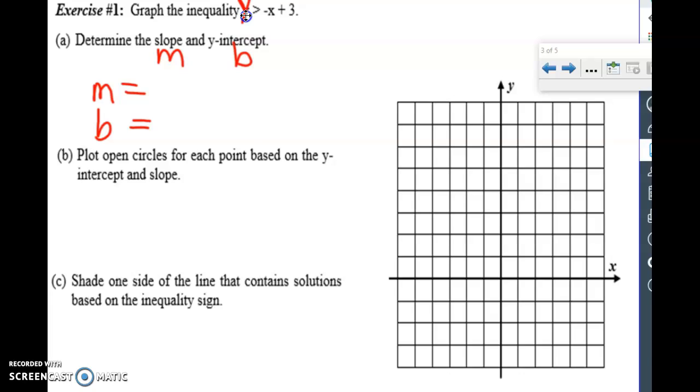So the number in front of x, if there's nothing there, is always a 1. So in this case, a negative 1 because it's negative x. Now I can change that so it's a rise over run by putting it over 1.